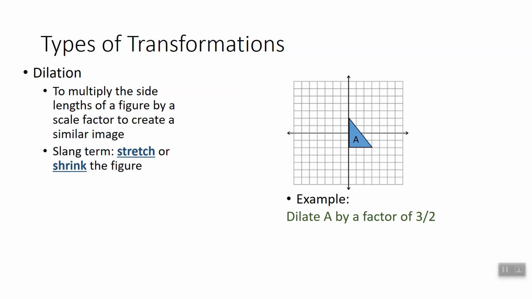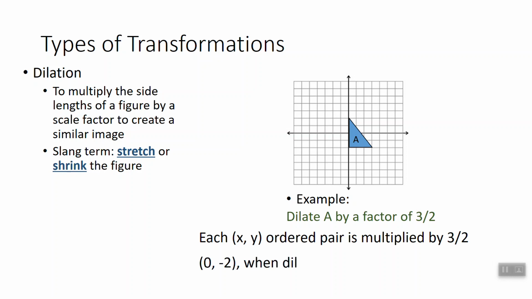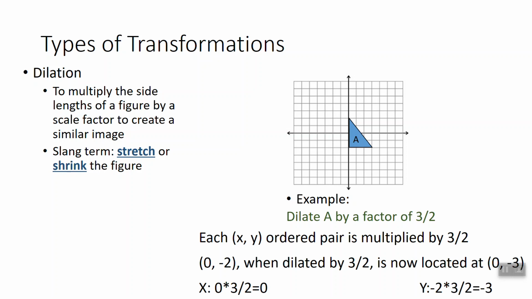Well, first we're going to think about the vertices of A. And we're going to take each of those vertices, each of those xy ordered pairs, and we're going to multiply both the x and the y value by 3/2. So 0, negative 2, when dilated by 3/2, would be located at 0, negative 3. For our x values, 0 times 3/2 is 0, and for our y values, negative 2 times 3/2 is negative 3. So we're going to see that A is going to be stretched into A prime. Notice that the image is always going to be denoted by that little prime next to the letters.